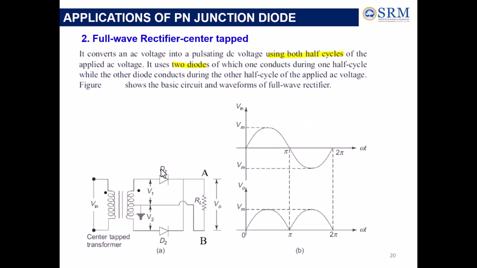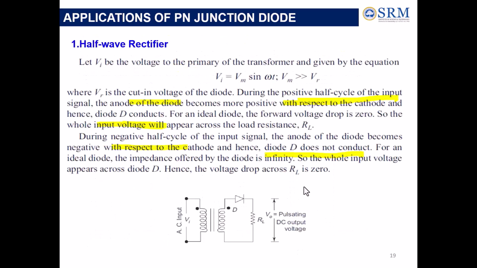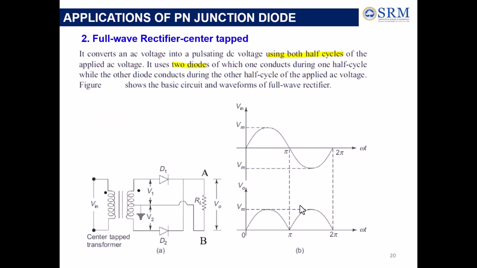Moving on, there is the full wave rectifier circuit with the center tap. Here it converts the AC voltage to pulsating DC, but it uses both the half cycles of the applied AC voltage, as you can see from this graph. So the complete AC cycle is rectified. Both the half cycles are getting rectified here.